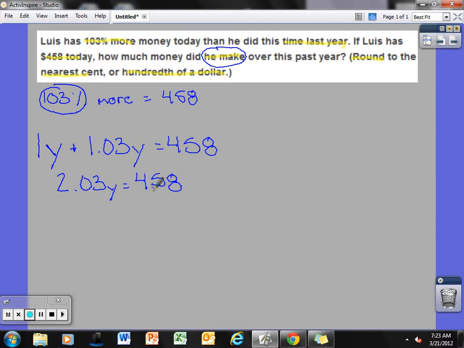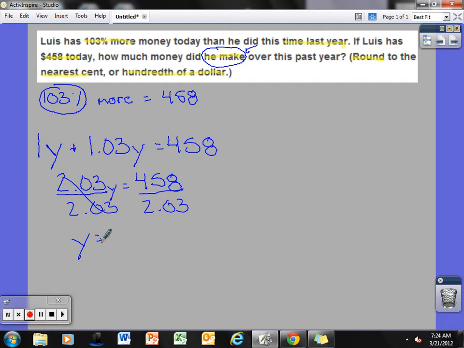So now all this is going to tell me is how much he had last year. We want to see how much he made over the past year. This is going to tell me how much he had at the beginning of last year. So now I want to evaluate for 1y, not 2.03 of y. So I need to divide both sides by 2.03. So now this cancels out, and I'm left with y is equal to, let me get my calculator out here. I can't do this one in my head.